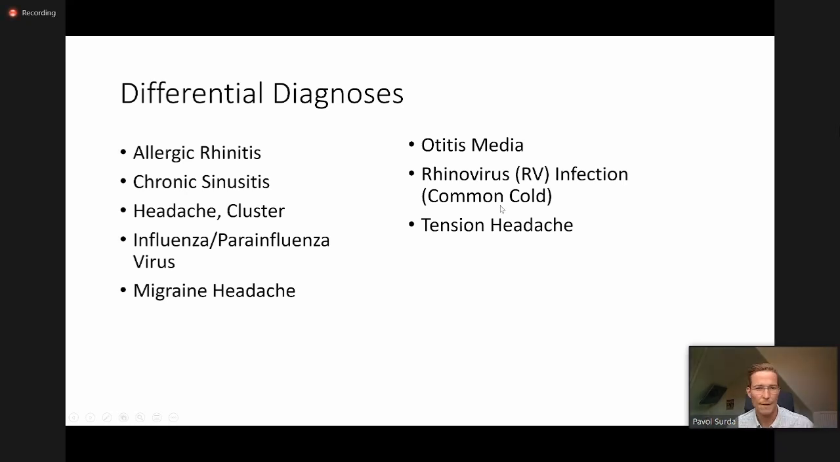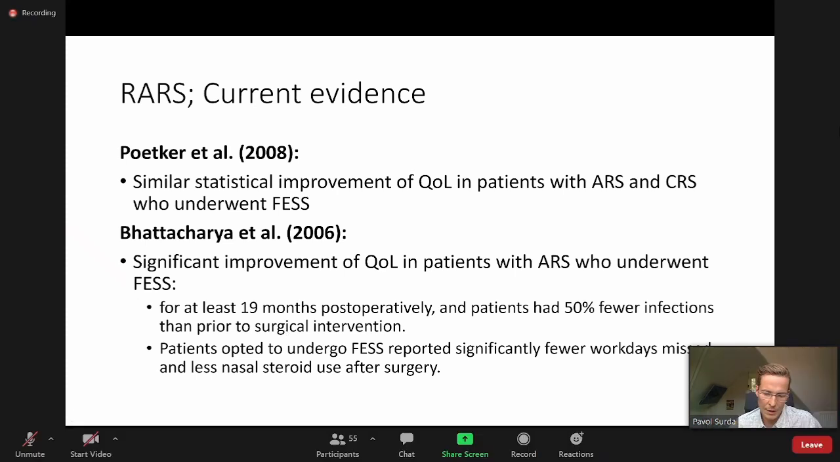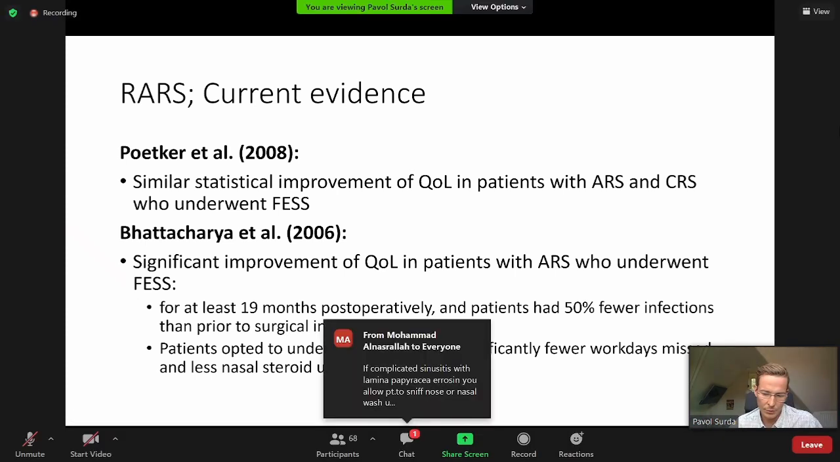In terms of the current evidence, these are the papers that are currently out there. Although we do not have any proper randomized clinical trials, the evidence says that patients do have a significant improvement if they are well indicated for surgery and had fast minimally invasive sinus surgery. Patients tend to have 50% fewer infections than before the surgical intervention.